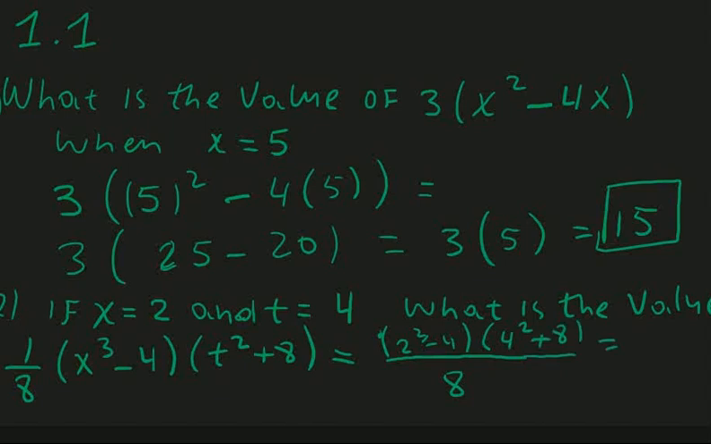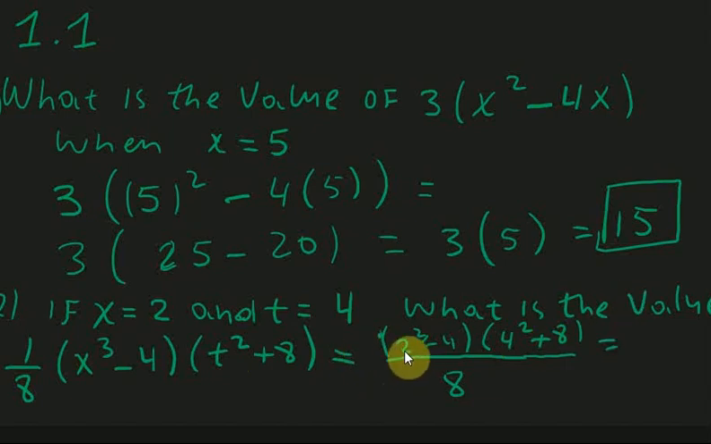But at the same time you can replace x with 2. So 2 raised to the power of 3 minus 4. x cubed, 2 to the power of 3, because this becomes 2 to the power of 3 there, minus 4 right there. And then open another parenthesis, you replace t with 4 squared plus 8. This is how it goes.